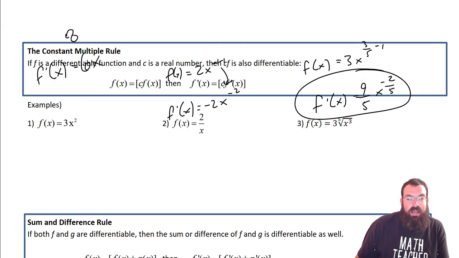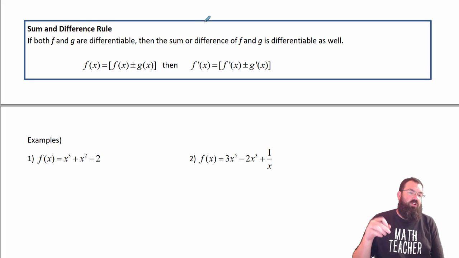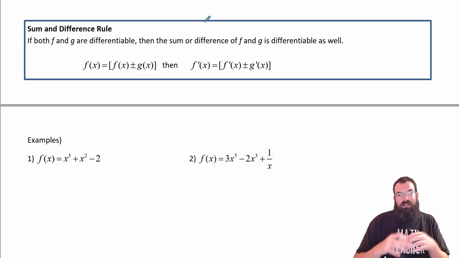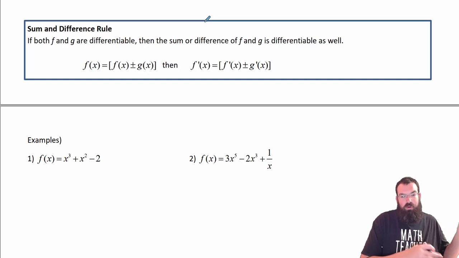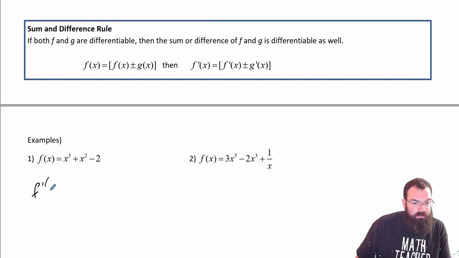Okay, fantastic. Next stuff. Sum and difference. So basically what this is saying is, if you have two functions that are separated by a plus or minus, then you can separate your derivatives. Okay, so f prime, I can split them. So split and split.